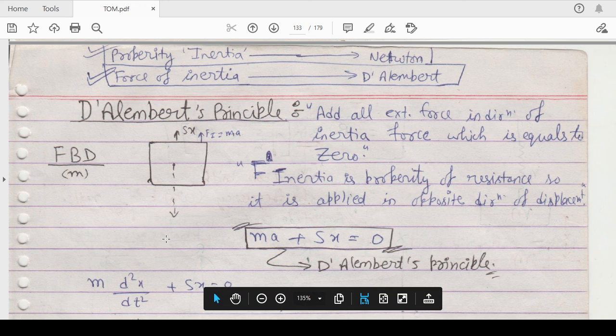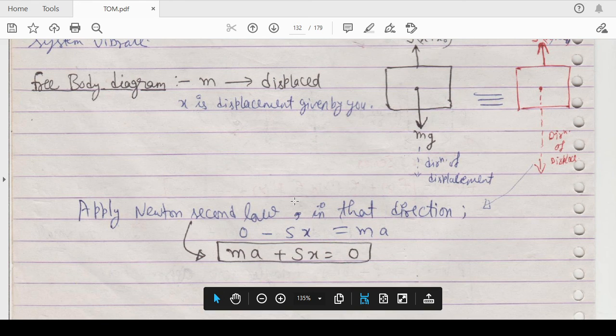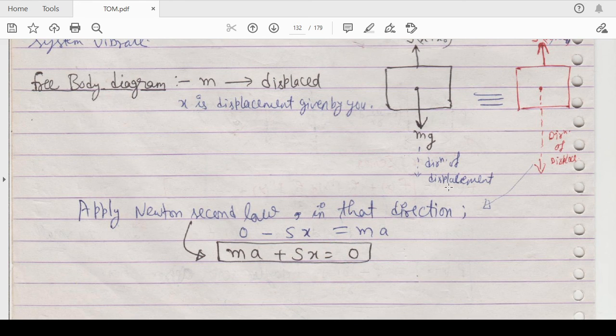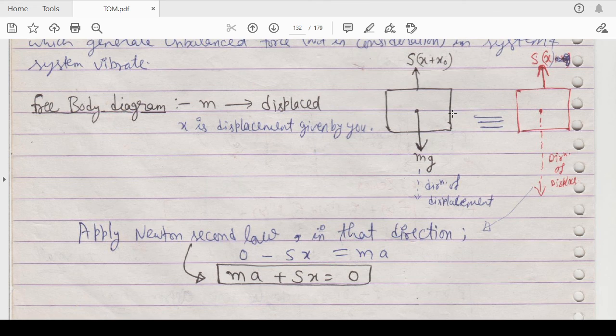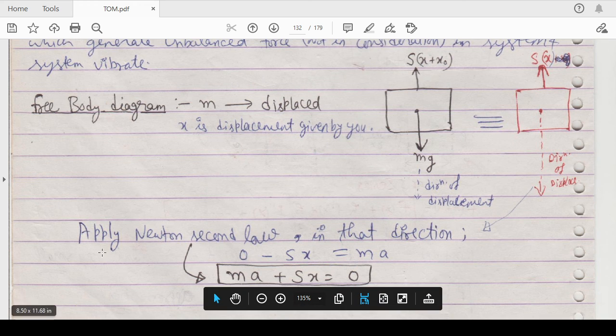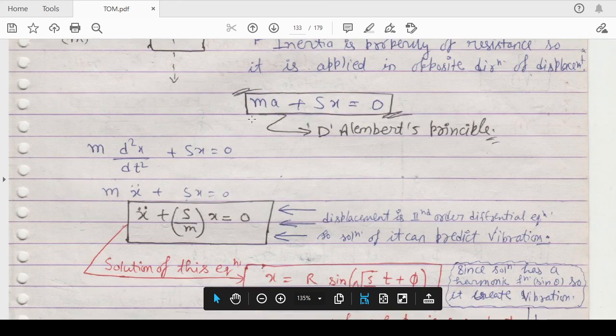in the downward direction. Then if you see the calculation which we did in the last video, if your displacement is going in the upward direction, then opposite to this direction of displacement you will get your inertia force. Then you apply Newton's second law, or the principle of D'Alembert's, and you get m x double dot plus s x is equal to 0.